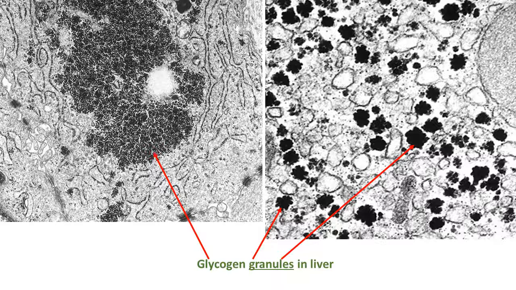In these two hepatocyte cell slides, glycogen exists as large granules in the liver and muscle cells, as you can see in the picture above. Those dark spots are glycogen granules.